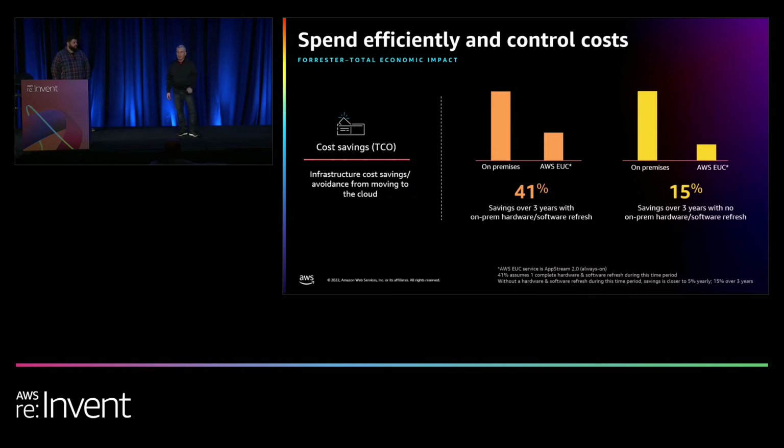And I think we did this study. Now, I know we did it on AppStream, which is in our Workspaces family. But we did this study in which you knew ahead of time how many users you were going to have, right? So you could compare that and plan over 3 years.